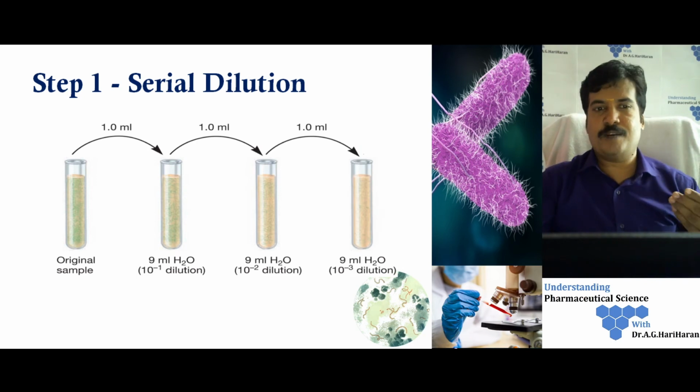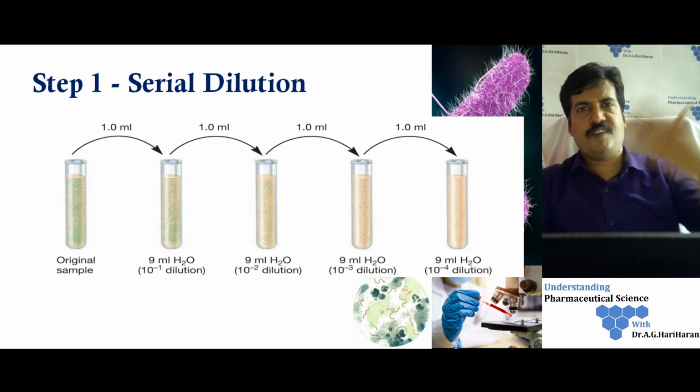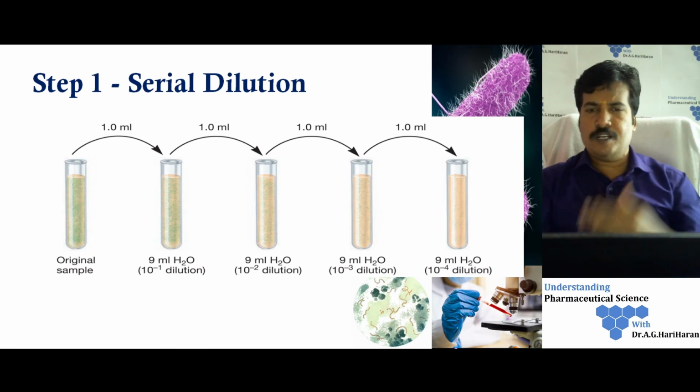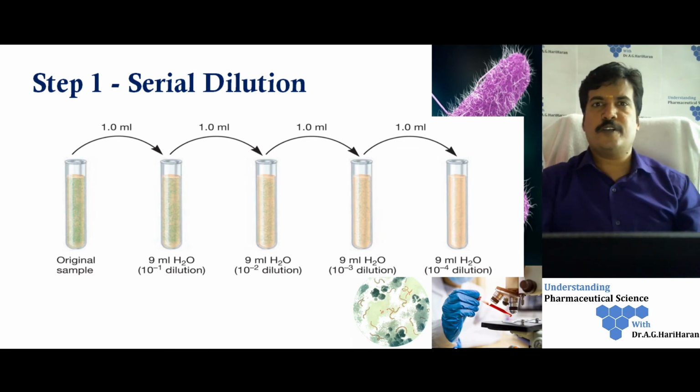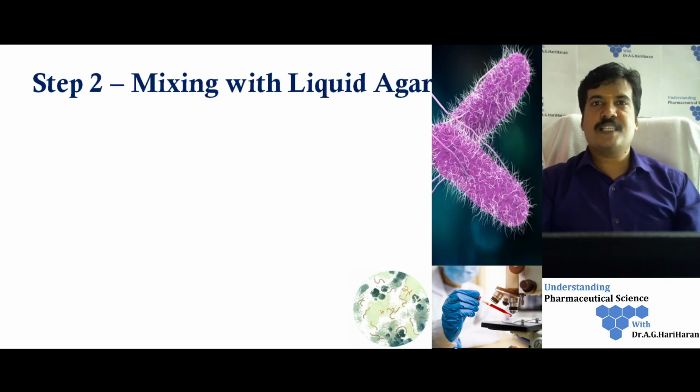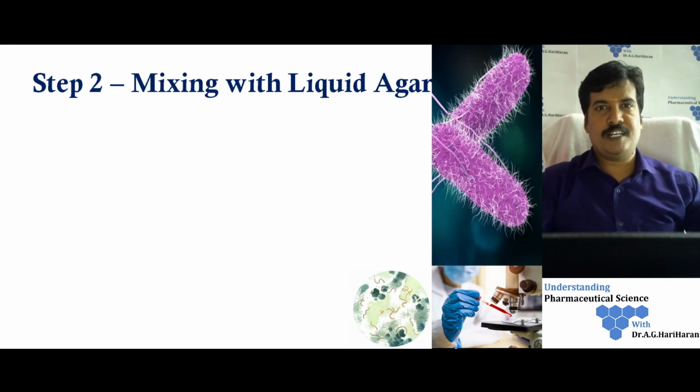Then it is sequentially done. Once again, from the 10 to the power minus 2 dilution, 1 ml is transferred to another 9 ml. We get 10 to the minus 3 dilution. Then similarly 10 to the minus 4, minus 5, like that we can dilute it. So let us consider we have diluted up to 10 to the power minus 4 dilution. And the second step is mixing this diluted sample with a liquid agar.